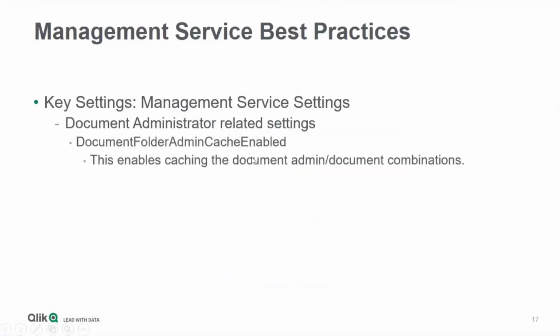So the first one is document folder admin cache enabled. I can't remember if it's enabled by default or not. But this basically enables the caching of the document admin document combinations. So you're going to want to make sure this is enabled if you are using the document administrators feature. If you're not using that feature, you can disable it. And I'm pretty sure the setting is disabled by default, just FYI.